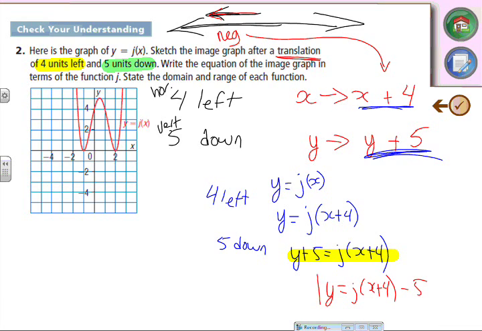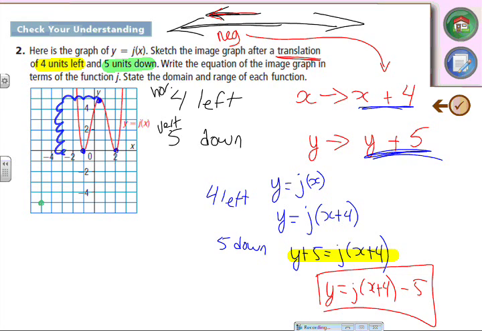Let's graph it now. Take every single point. I'll use these points. And move those points 4 to the left, 1, 2, 3, 4, and 5 down, 1, 2, 3, 4, 5. We're going to put it right there. Let's take the next point. 4 to the left, 1, 2, 3, 4, and 5 down, 1, 2, 3, 4, 5. Right there.